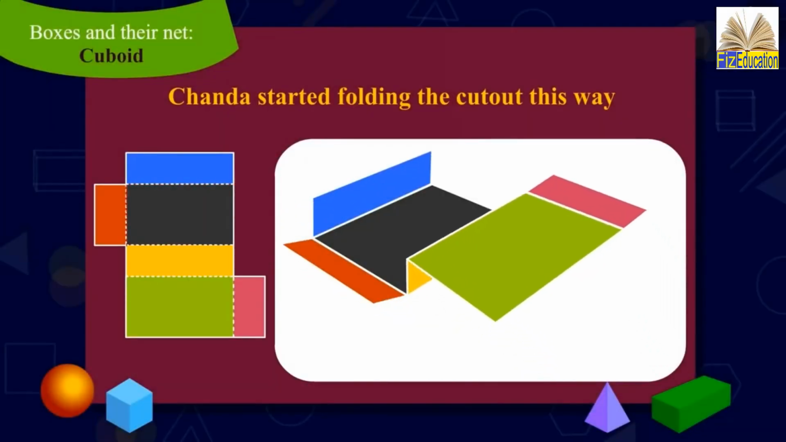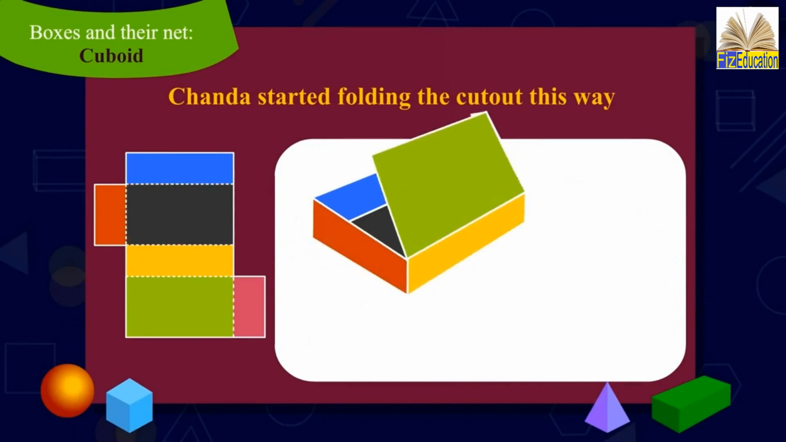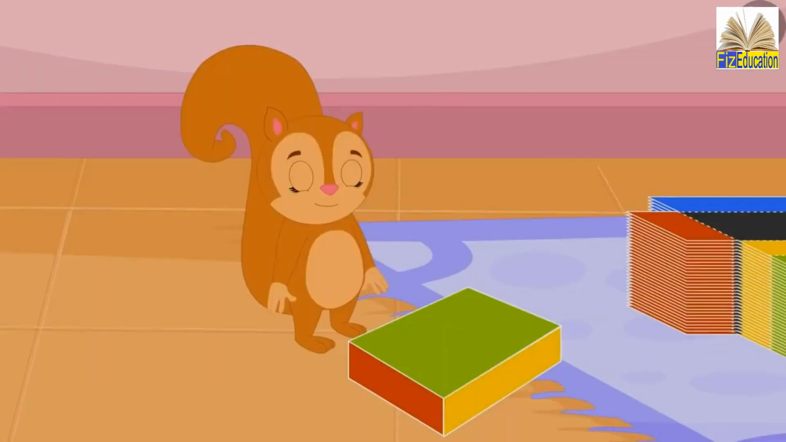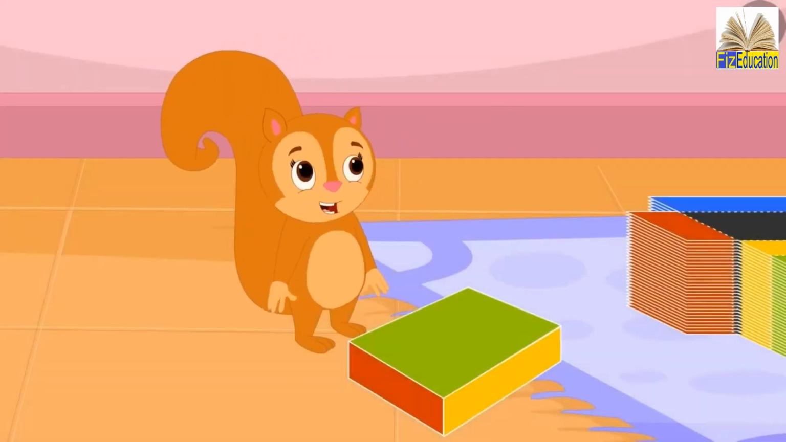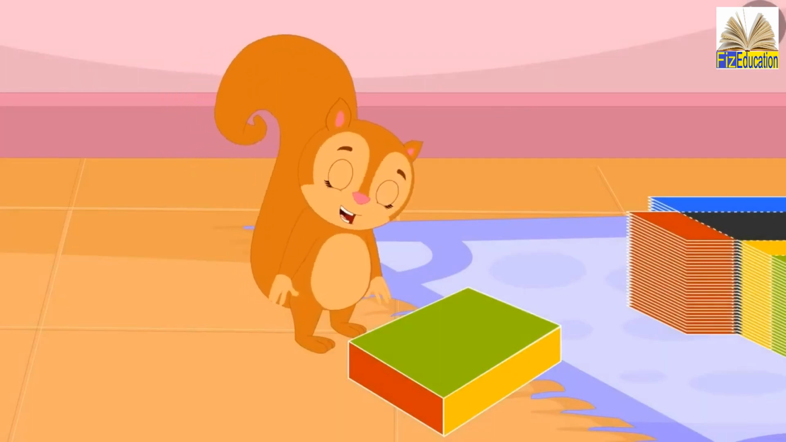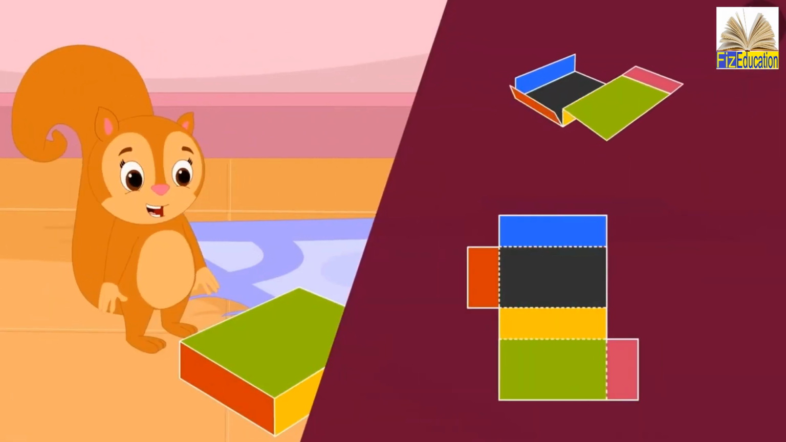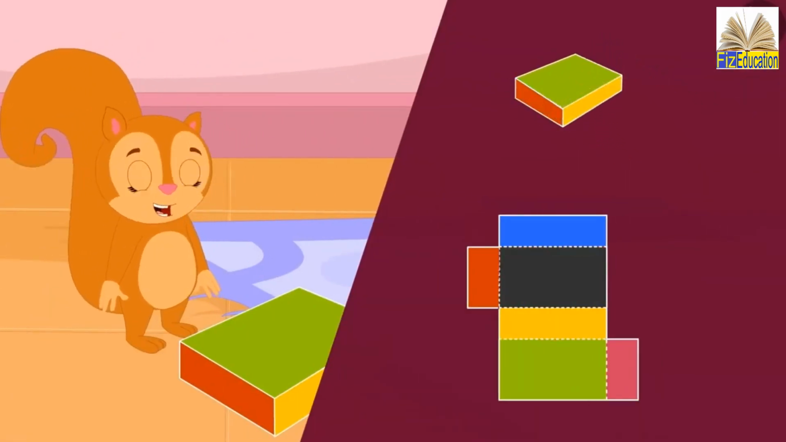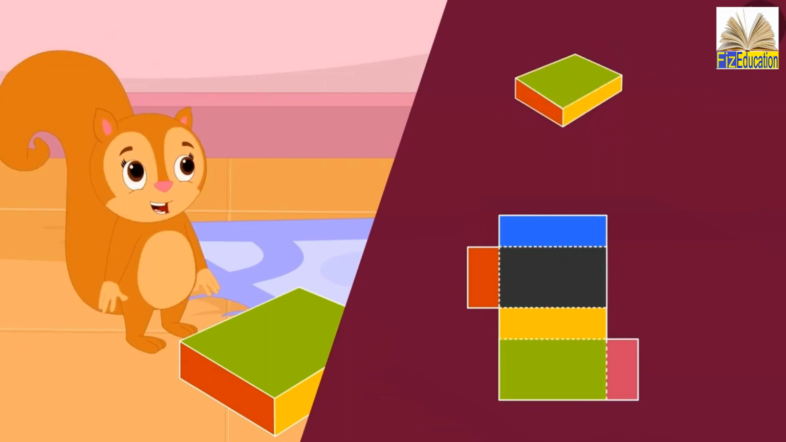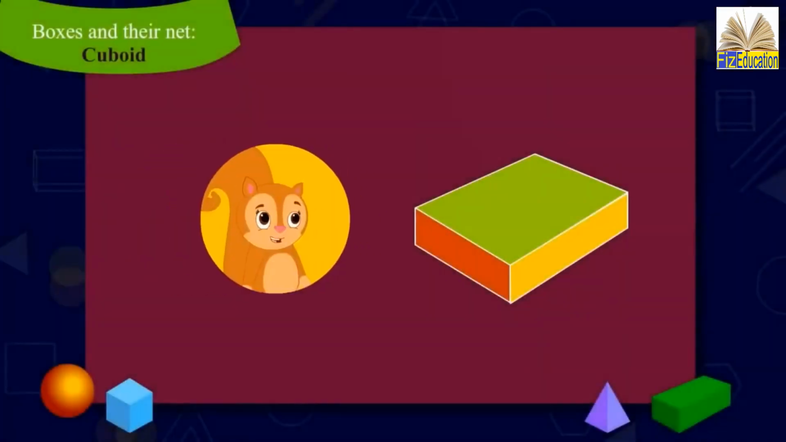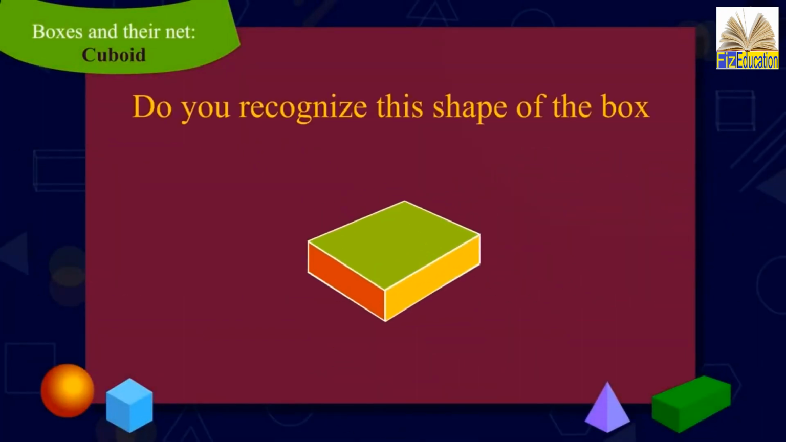Chanda began to fold the cutout in this manner. Chanda couldn't believe her eyes. The laddu box was ready by folding the cutout on those dotted lines. Children, were you also shocked like Chanda? Do you recognize this shape of the box?